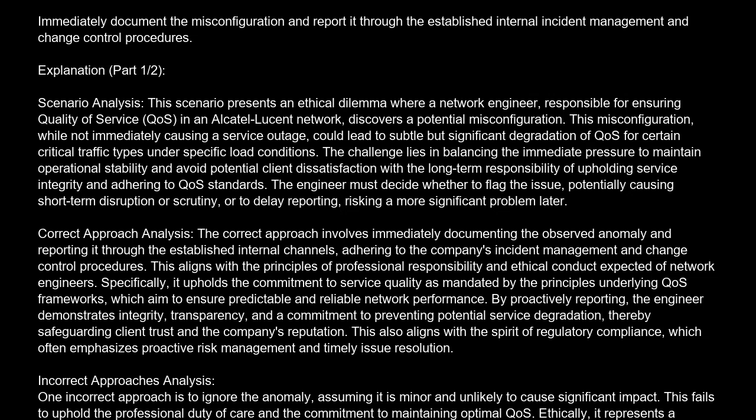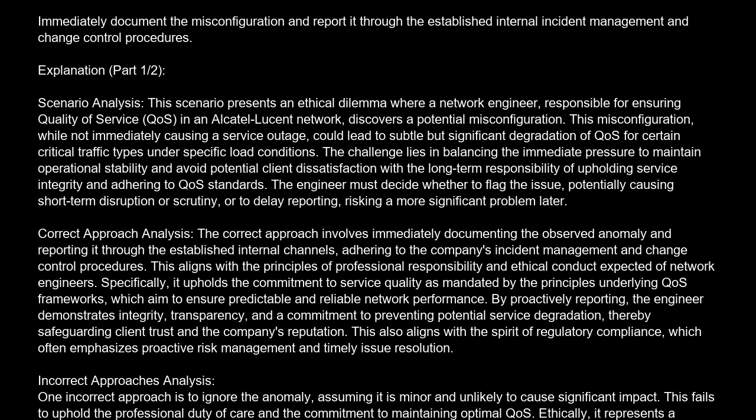The correct answer is B. Immediately document the misconfiguration and report it through the established internal incident management and change control procedures. Explanation. Scenario analysis. This scenario presents an ethical dilemma where a network engineer, responsible for ensuring quality of service, CoS, in an Alcatel Lucent network, discovers a potential misconfiguration. This misconfiguration, while not immediately causing a service outage, could lead to subtle but significant degradation of CoS for certain critical traffic types under specific load conditions.